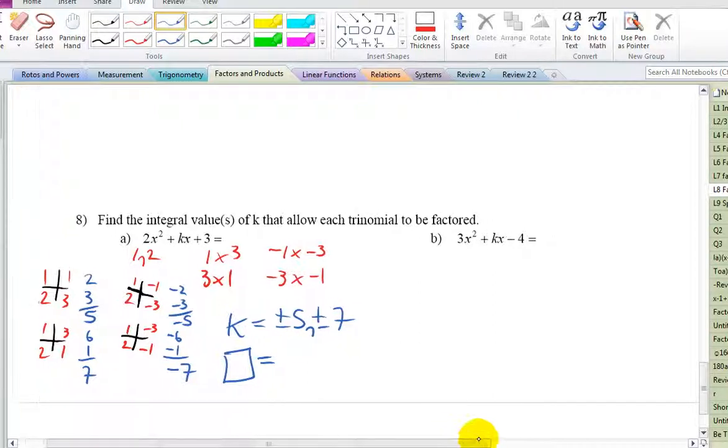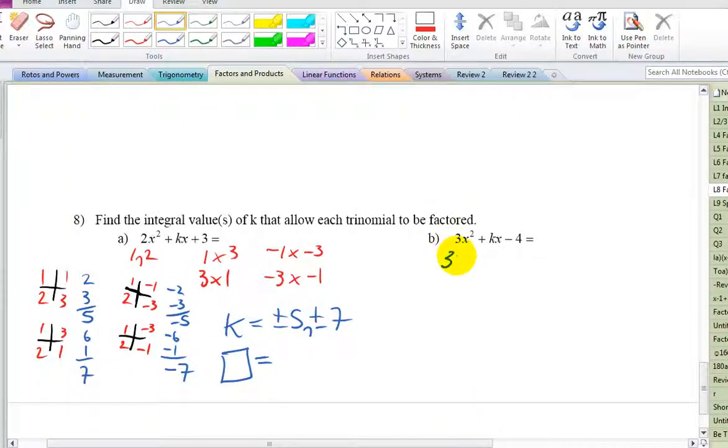B is going to be very similar. 3 and 1. But for negative 4, we're looking at negative 1 times 4. 1 times negative 4. Okay. Negative 4 times 1, or 4 times negative 1. 2 times 2, negative 2, or negative 2 times 2. How many possible answers now for B? 6. Okay, we're not going to do any more than that, though, okay, time-wise.